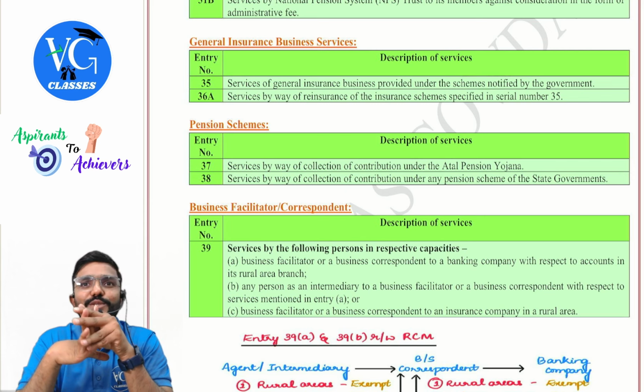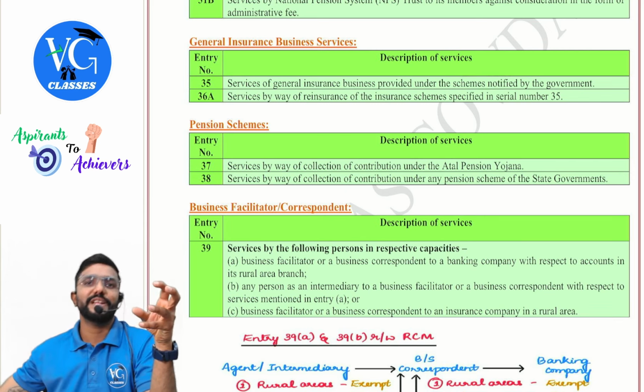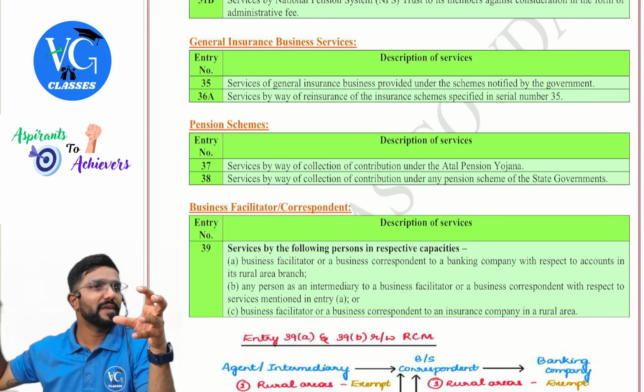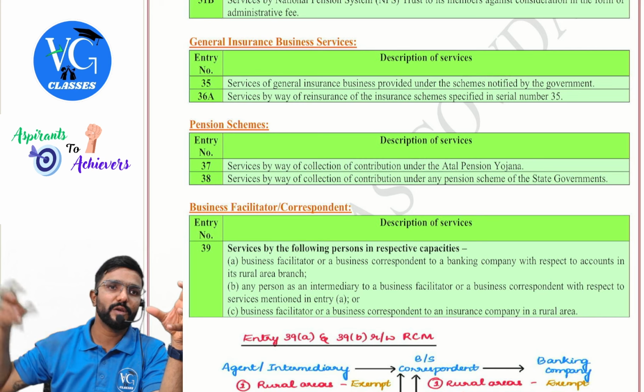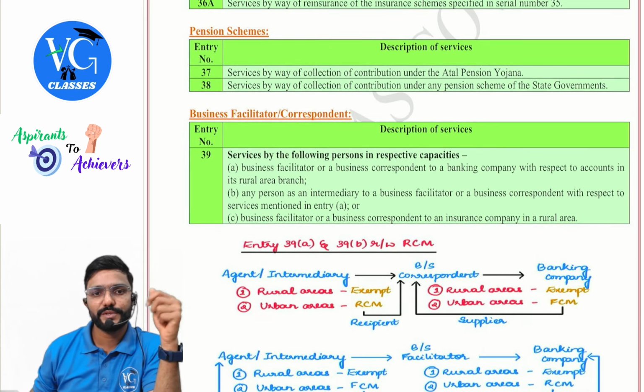If the policy matures, I have to end up paying 10 crore. So better I will reinsure it with someone else also. Okay, maybe some big players. With them, I will reinsure. Is that also exempt here? Yes, guys. Next, pension schemes.